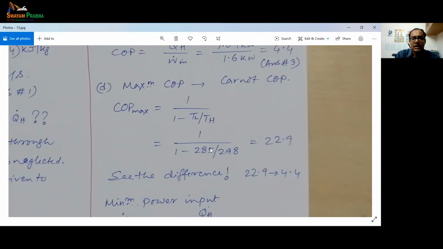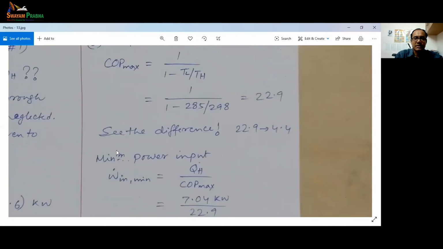So the TL is given as 285. Sorry, 15 degrees centigrade. Sorry, this is 12 degrees centigrade, and the high temperature reservoir is just the ambient 298. So the maximum COP you can find is 22.9. So see the difference. The maximum COP is 22.9, but actually you are getting 4.4. So the Carnot COP is much higher than what you are actually realizing.